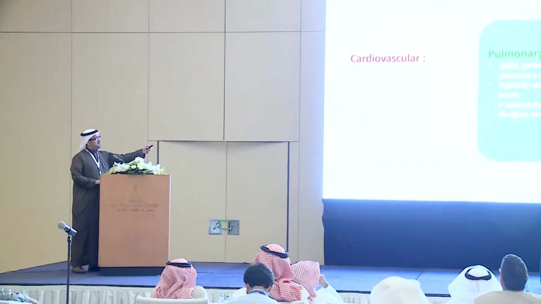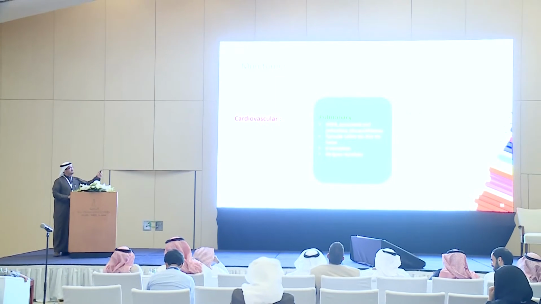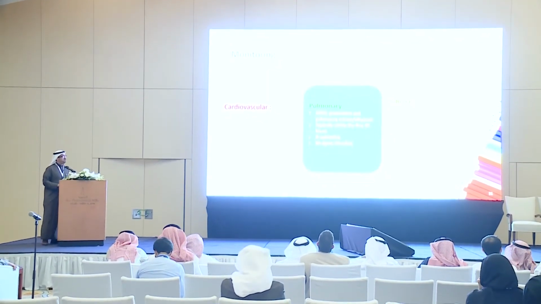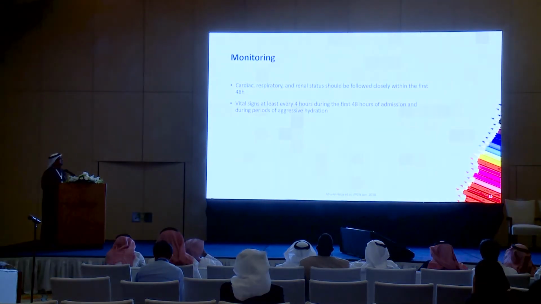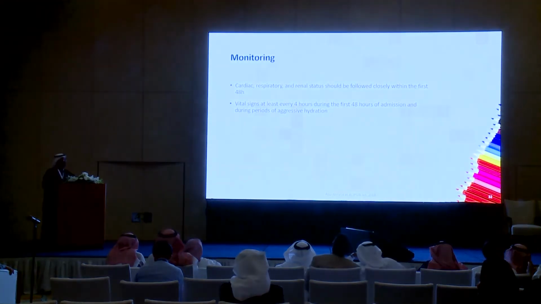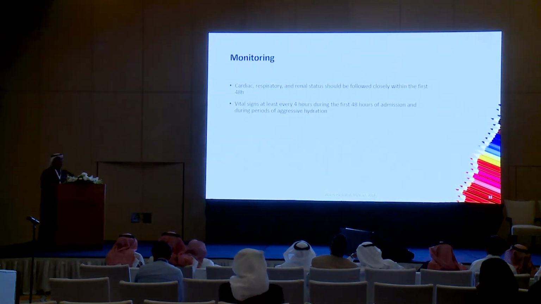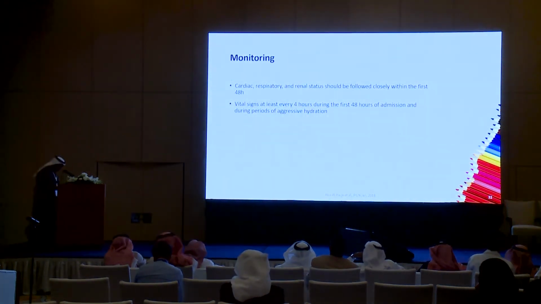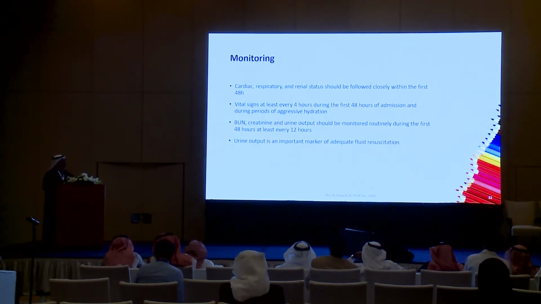Okay, so we have to monitor. Just to remember, renal is one of the problems. Acute kidney injury is associated with a tenfold increase of mortality in severe acute pancreatitis. Cardiac, respiratory, and renal are the main organs you have to follow, especially during the first 48 hours. Vital signs at least 4 hourly, especially during the aggressive hydration. You have to monitor the kidney function and electrolytes at least every 12 hours, and you also have to keep your eye on the urine output always.